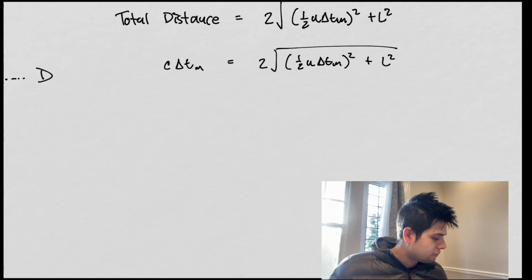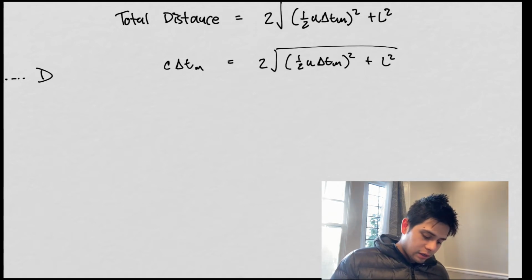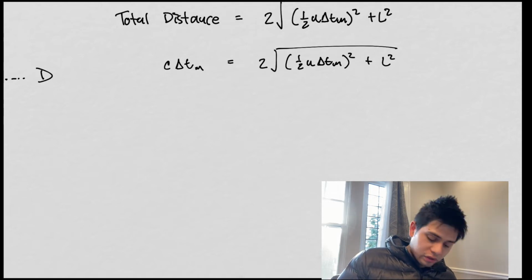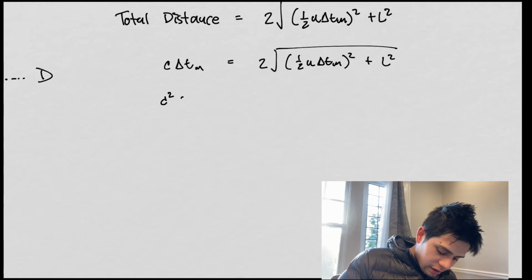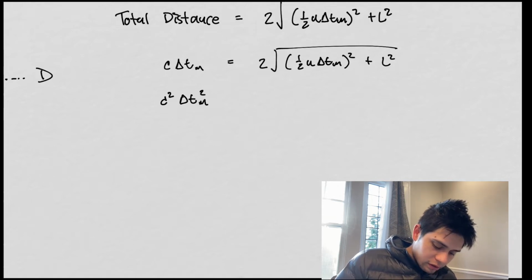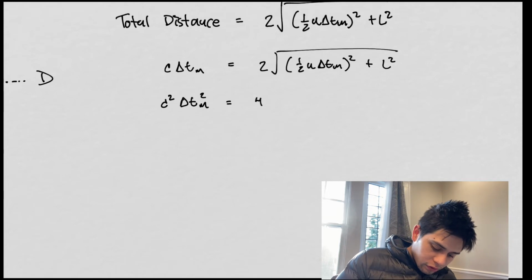So we can square both sides, right? If we squared both sides, we would get c squared delta t m squared equals 4 times, not the square root because we're squaring everything, 1/2 u delta t moving squared plus L squared.